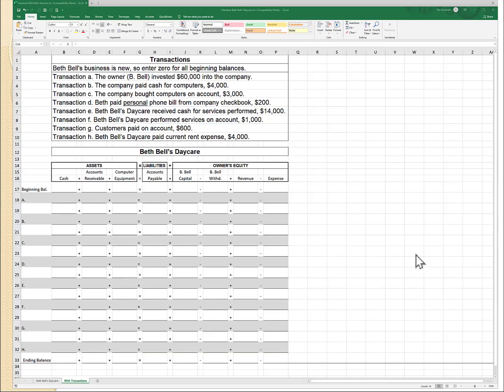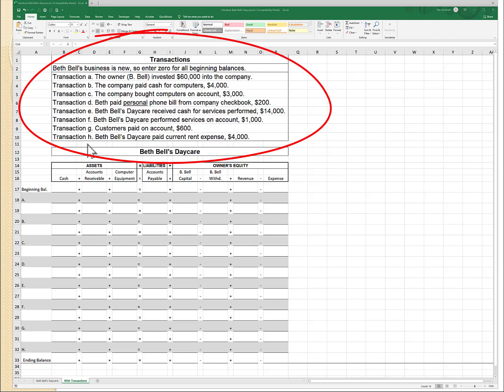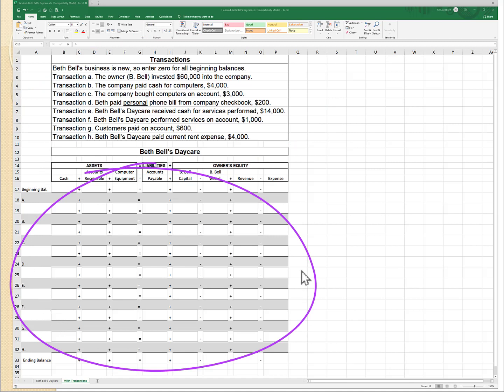So here's what the spreadsheet looks like. We've got several transactions up here, A through H, and we're going to enter them one by one into the accounting equation down here, into this accounting grid.